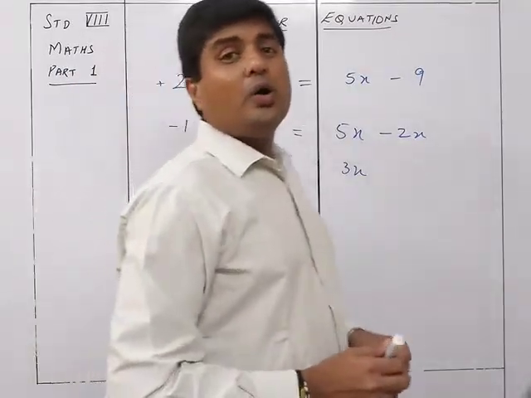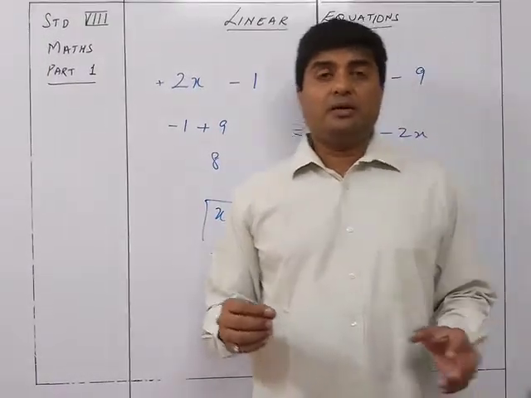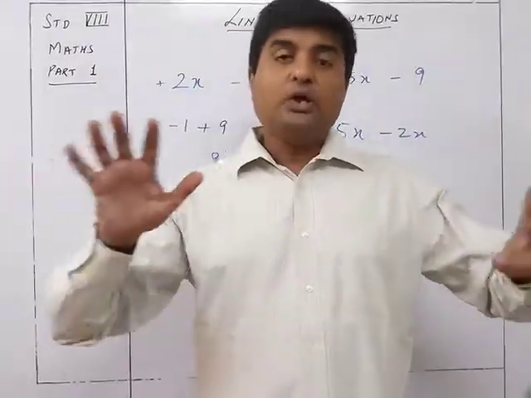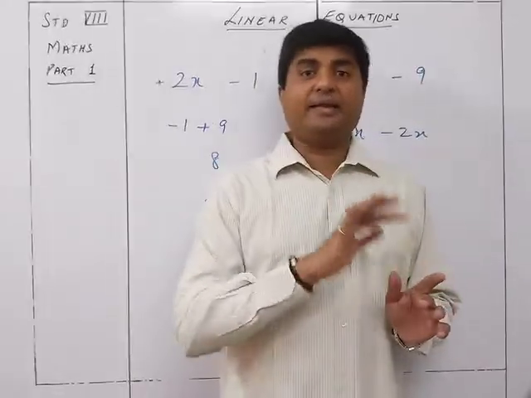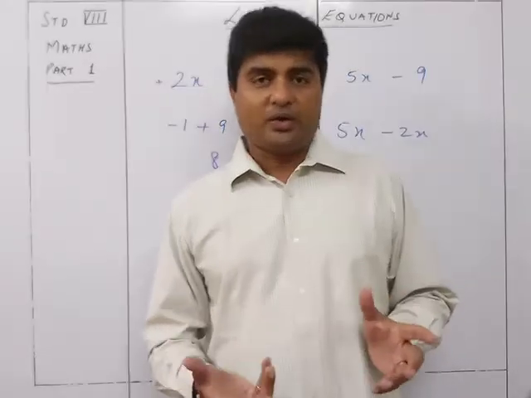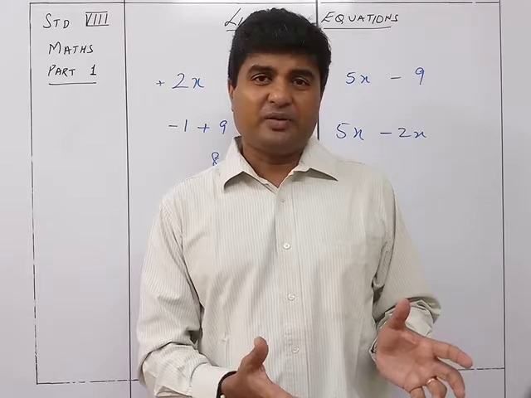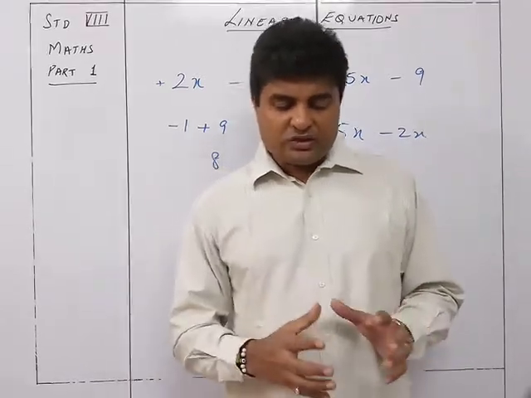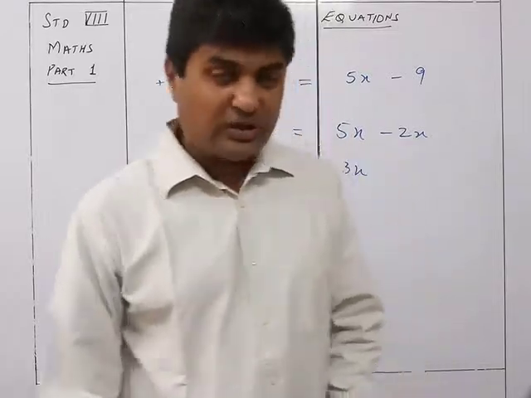Got it? So whenever you have got the variables present in both the sides, you are going to get the variables on one side and the numbers on the other side, and then get rid of the numerical coefficient which is present with the variable. So in this way you are going to have certain kind of rules which you are going to use.